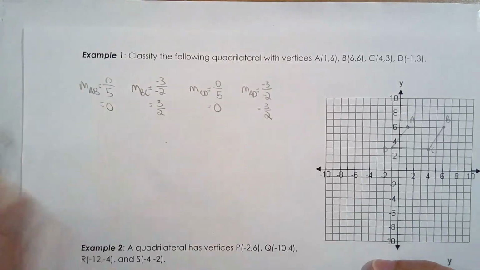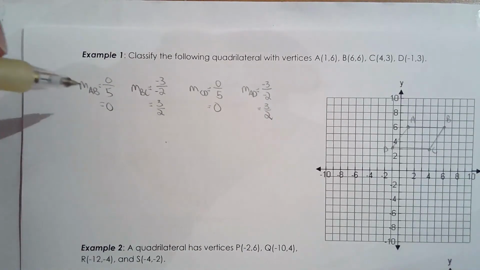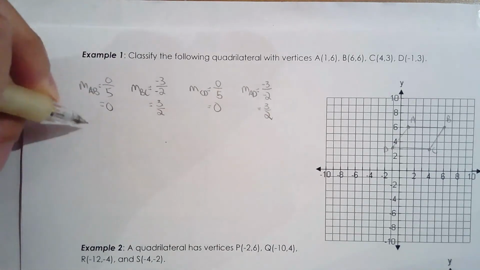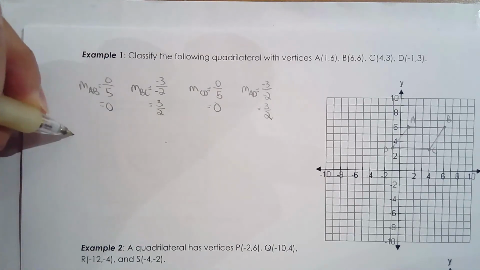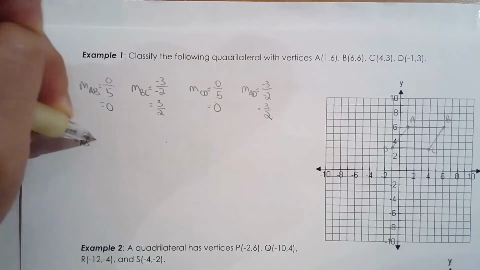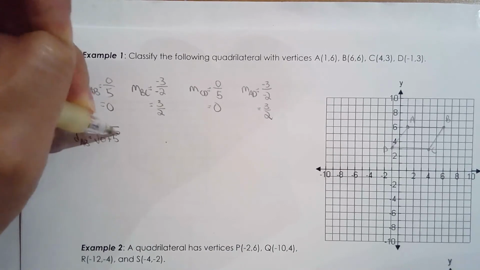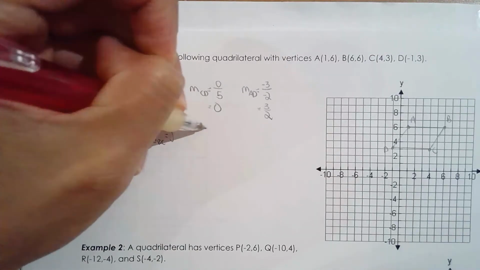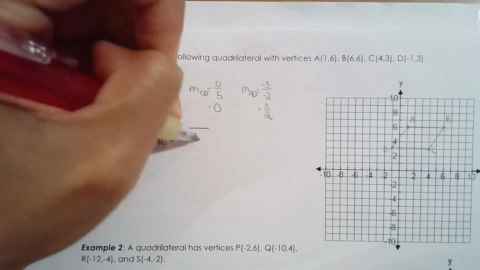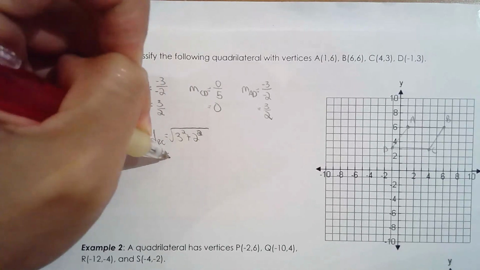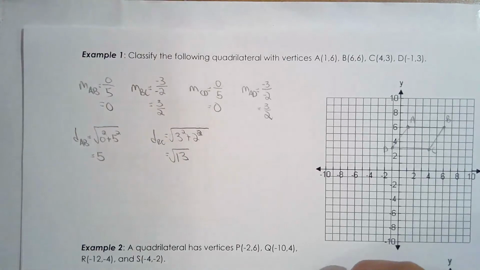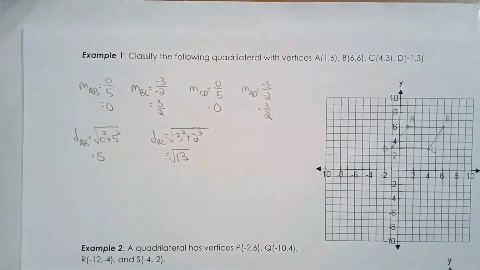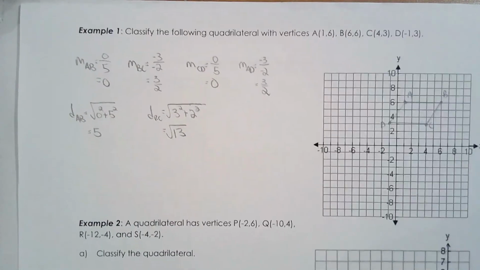Good. So I verified I have a parallelogram. It's not a rectangle, and it's not a square because adjacent sides are not perpendicular. So is it a rhombus? Let's find the length of AB and the length of BC. Nine, 4, 13. Oh, that's boring. It's just a plain old parallelogram. It's not a special parallelogram.